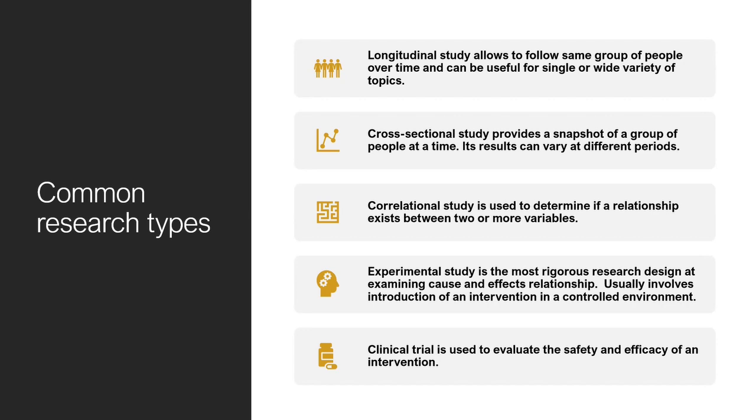Correlational studies are mainly to determine if there is any relationship between two or more variables, for example, if you said that diabetes is linked with obesity. So you're trying to establish whether there is really any link between the two.